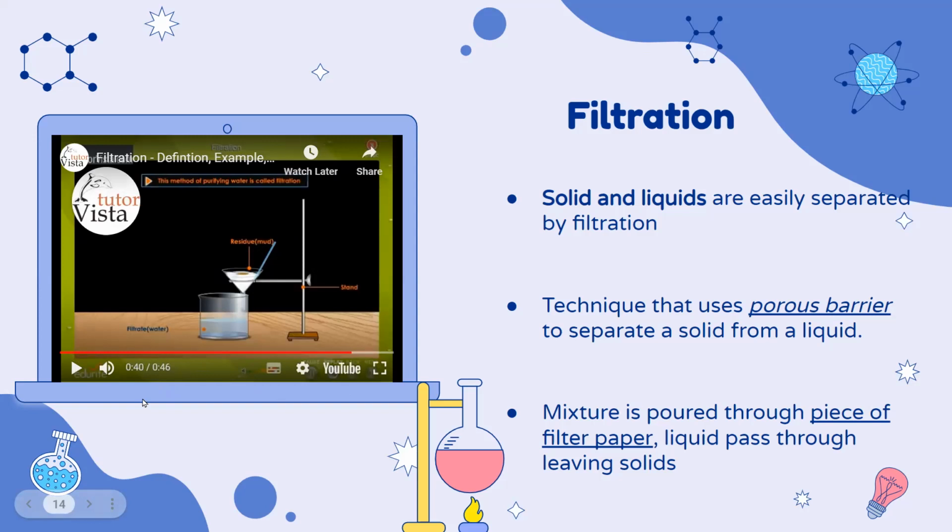Alright, so in this example, there is a muddy water mixture, where the solid is the mud and the liquid is water. And we use filtration, the porous barrier, in order to separate the fresh water from the mud, or that residue. Let's look into the other separation techniques.